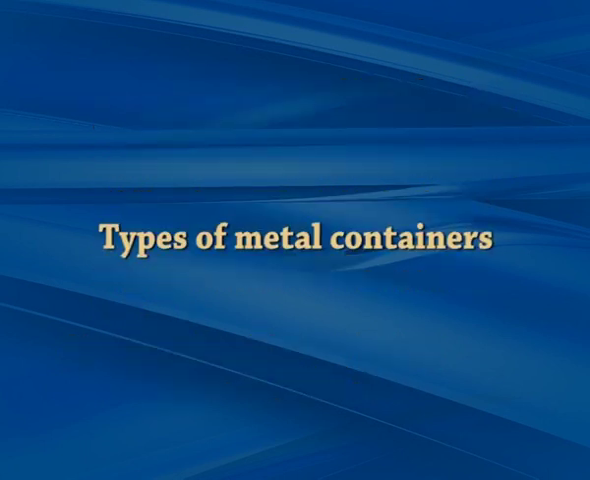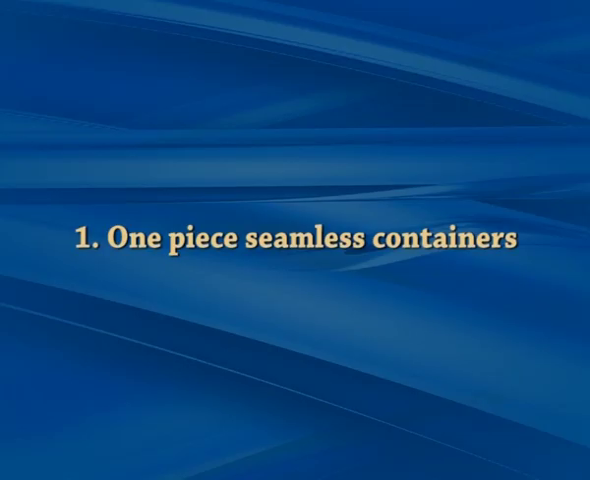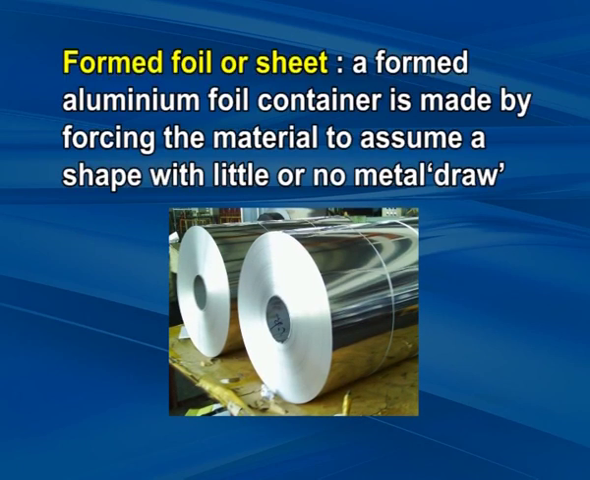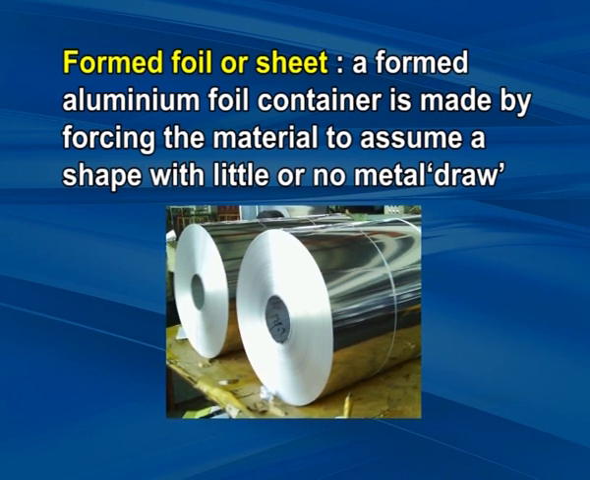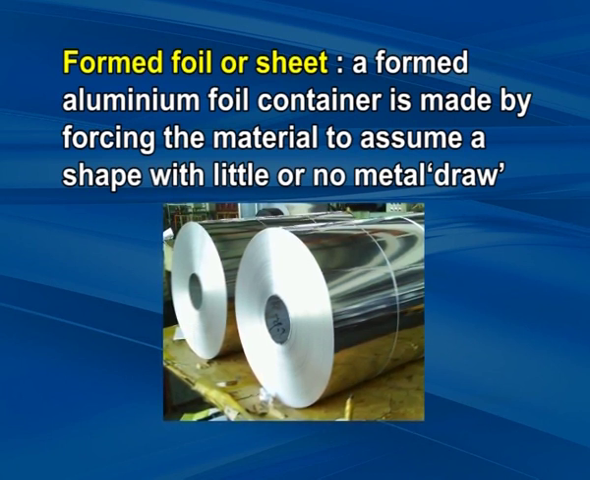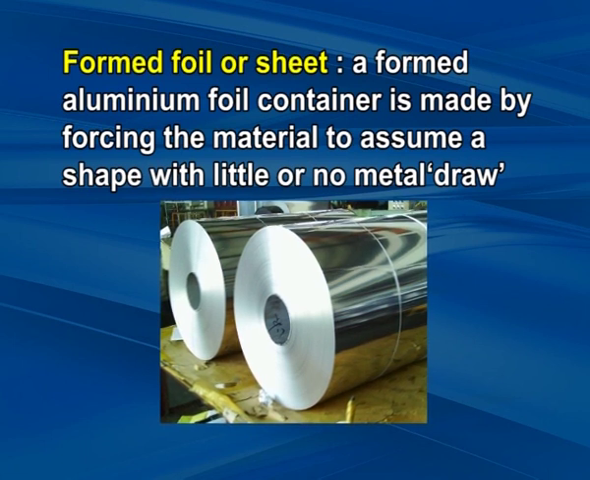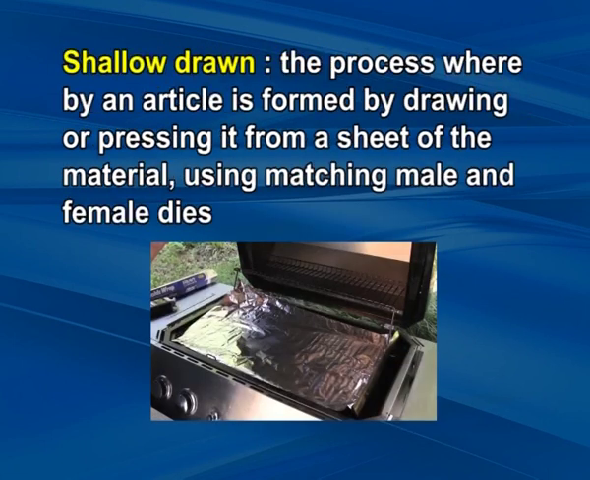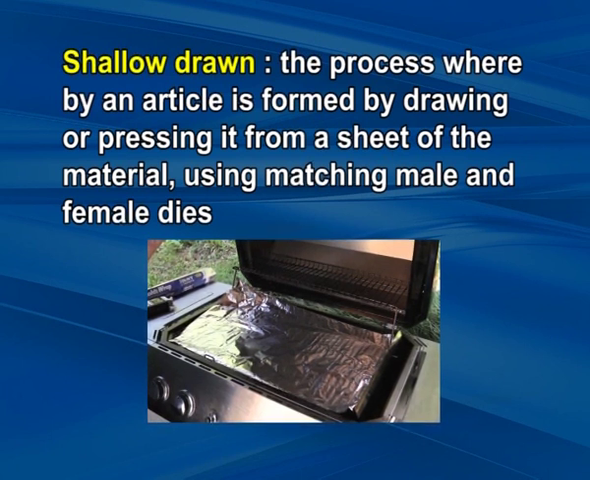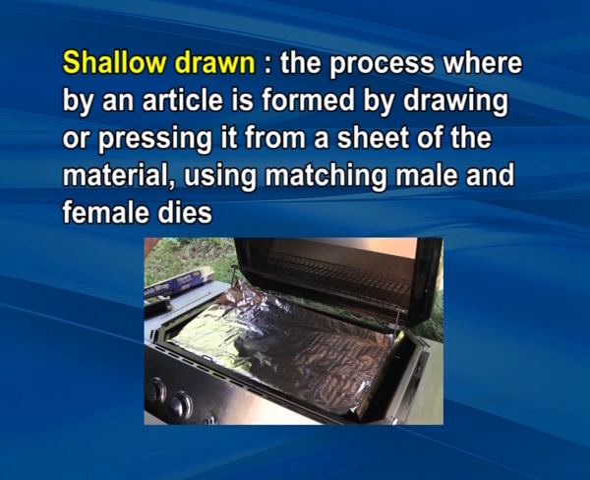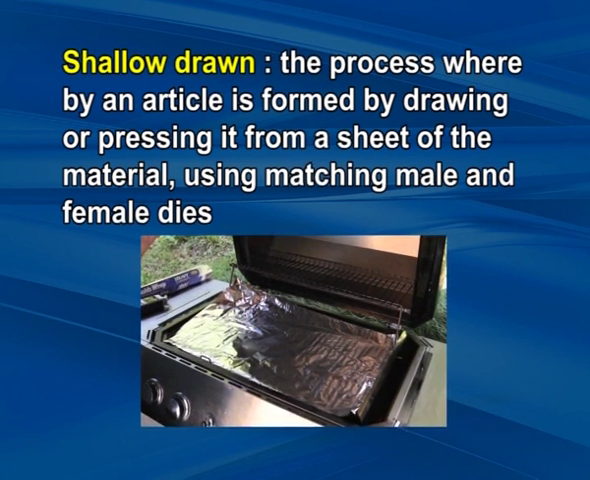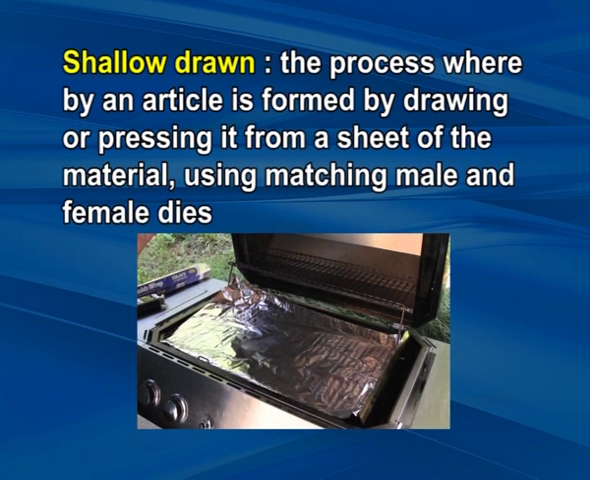Types of metal containers. Metal containers can be classified into several general categories based on methods of manufacture as follows. Number 1. One-piece seamless containers. Formed foil or sheet: a formed aluminum foil container is made by forcing the material to assume a shape with little or no metal draw. Shallow drawn: the process whereby an article is formed by drawing or pressing it from a sheet of the material using matching male and female dies.